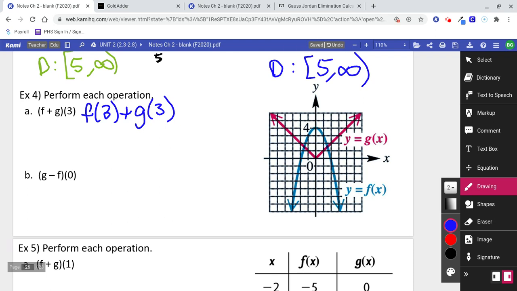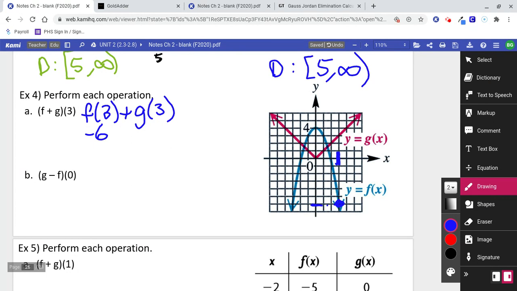F of 3 means go to x equals 3 on the graph. So if I go on the graph, x equals 3, 1, 2, 3 is right there. F of 3 coincides with this point right here, which coincides with this y value, or negative 1, 2, 3, 4, 5, 6. That looks like negative 6 right down there. F of 3 is negative 6.